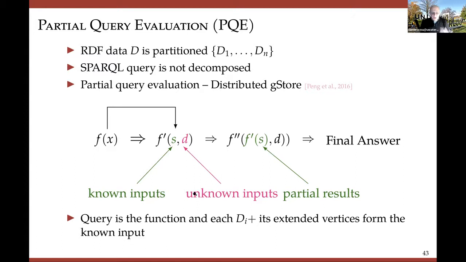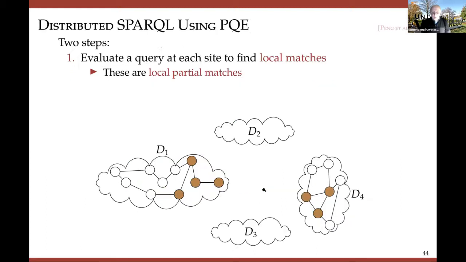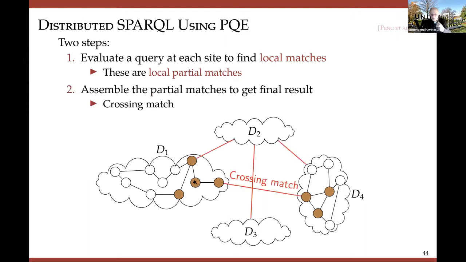So in our context, what are the known inputs? S is basically the query itself, and what we also know is all of these partitions plus what we call the extended edges, which are really extended vertices, which are vertices on the other partition that are at the end of crossing edges. And then the idea is that we send the query to each partition. Each partition computes partial results, but these are not final results, because we're missing these crossing matches. And then we assemble the final result from these partial results by a join operator.